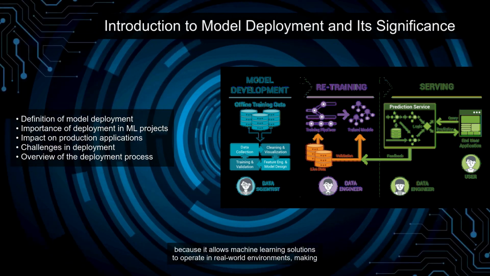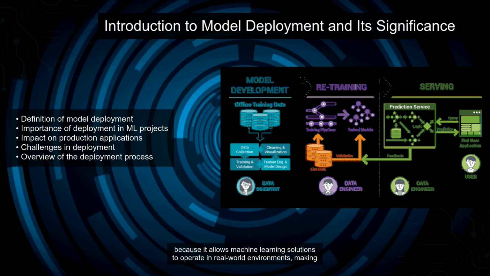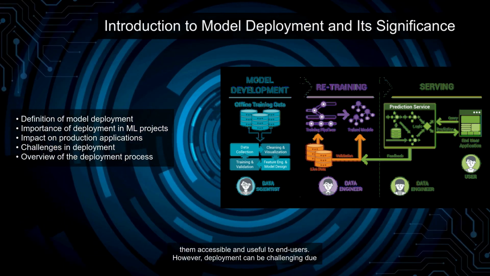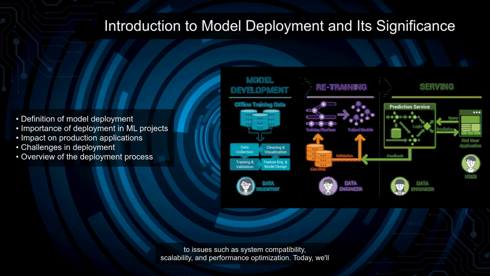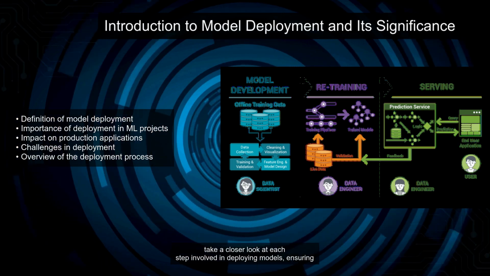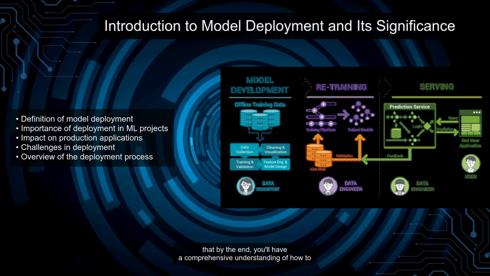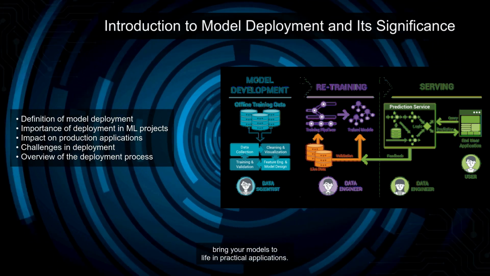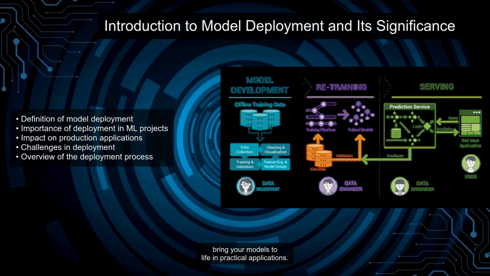Understanding this process is vital because it allows machine learning solutions to operate in real-world environments, making them accessible and useful to end users. However, deployment can be challenging due to issues such as system compatibility, scalability, and performance optimization. Today, we'll take a closer look at each step involved in deploying models, ensuring that by the end, you'll have a comprehensive understanding of how to bring your models to life in practical applications.